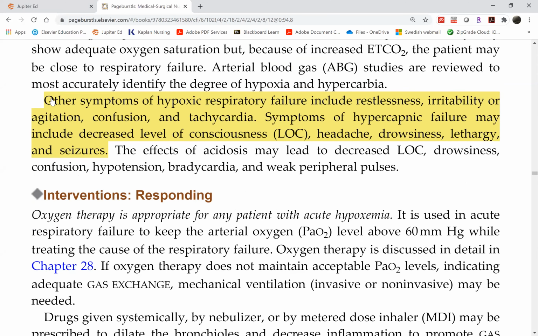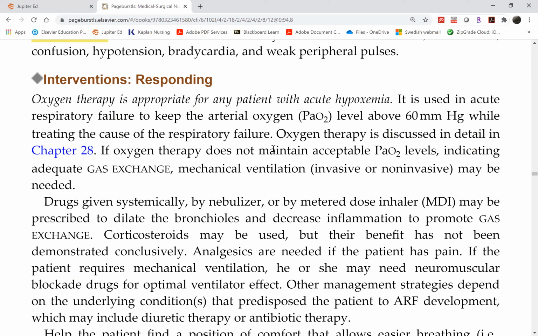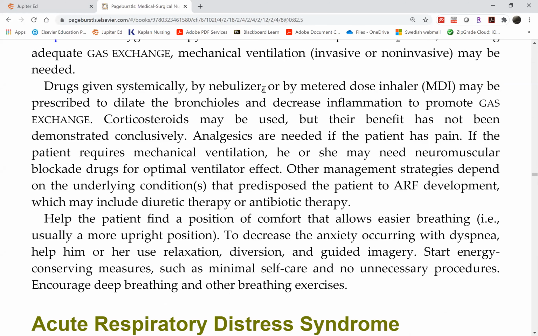So look at the symptoms here. They're not really specific to respiratory failure. And as already mentioned, the only one we give is oxygen. And other supportive treatment, of course, is like for any other patient with oxygenation problems. We give bronchodilators, we give steroids, we give analgesics for pain, we give hydration, what else? Suction as needed.